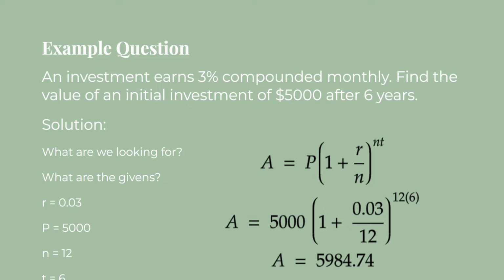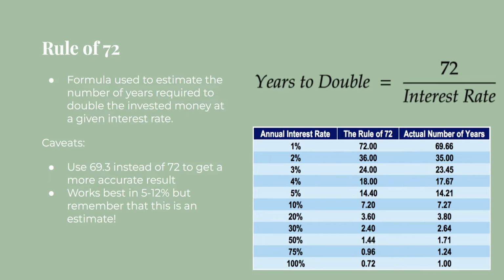So if you plug in all of those numbers into our formula, we get A equals $5,984.74. So after 6 years, our $5,000 initial investment would turn into nearly $6,000. Make sense? Okay. Since now we know the compound interest formula, this will be easy peasy.